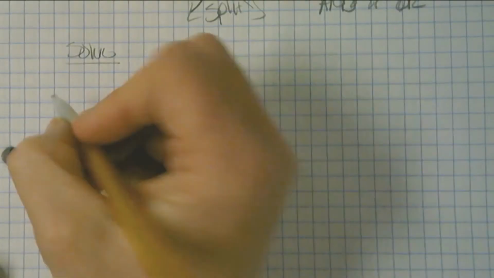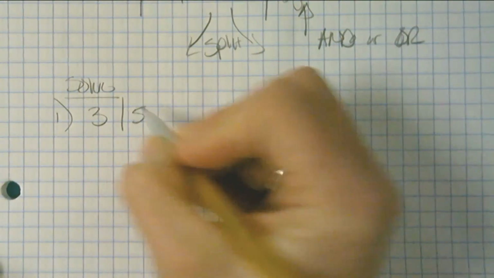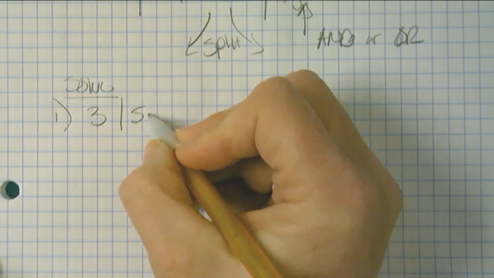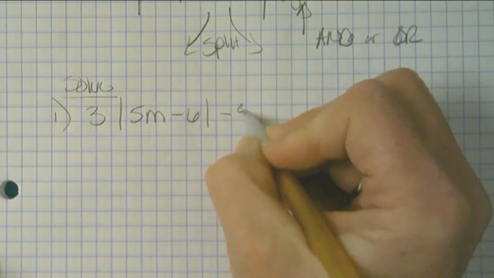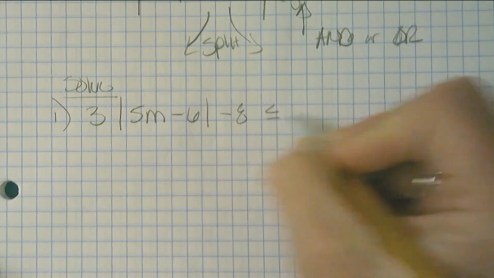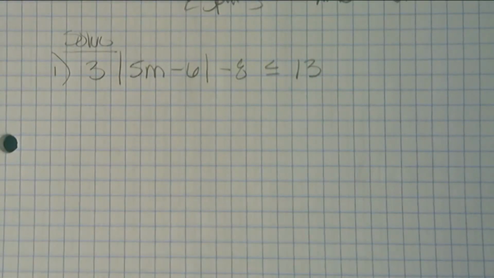I'm going to give you 2. So here's my first one. 3 times the absolute value of 5m minus 6, minus 8 is less than or equal to 13. So all of you go ahead and get started on that one.